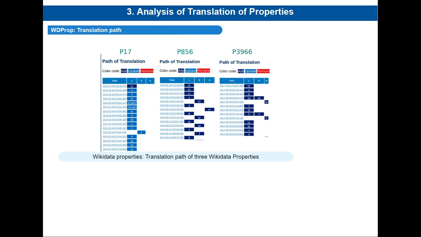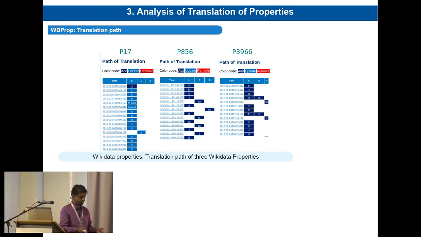Then the next thing that interested me was to understand the translation pattern. For example, sometimes we feel that some languages, so English is created first and followed by maybe Dutch, maybe French, and maybe after French it could be Arabic. So these things could be interesting to know. So for that, we started to look at the idea of a translation path, what exactly how things are translated.